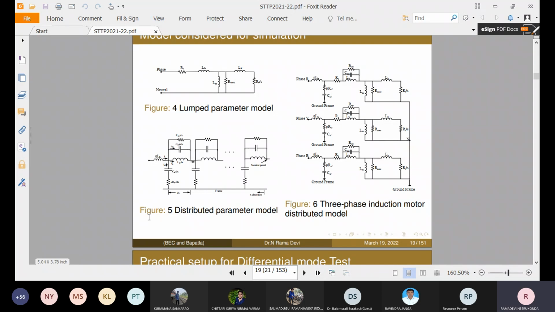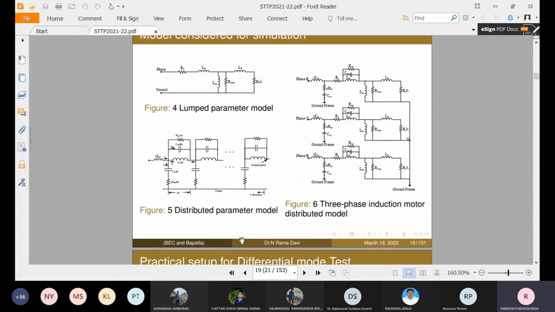So compared to the low frequency model, the distributed high frequency model requires extra elements such as stator to frame resistance, capacitance, and stator to slot capacitance, which we call the stator turn to turn winding capacitance. This is the capacitance related to the slot and resistance related to the slot. This is slot to frame resistance and capacitance values.